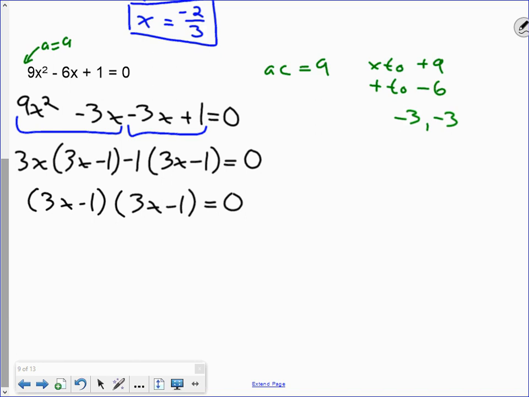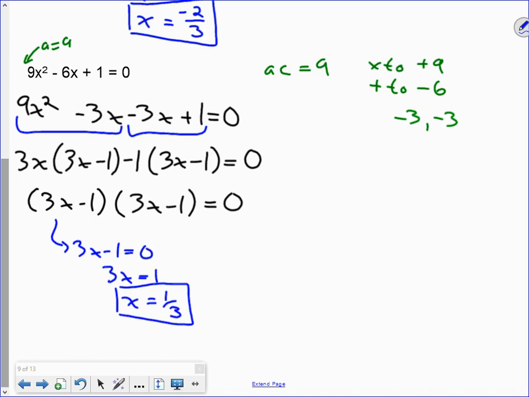So my solutions now are going to be whatever makes each of these terms equal to 0. So if I look at my first term, 3x minus 1 equals 0, I can bring the 1 over to the other side. I know that x has to be 1/3.